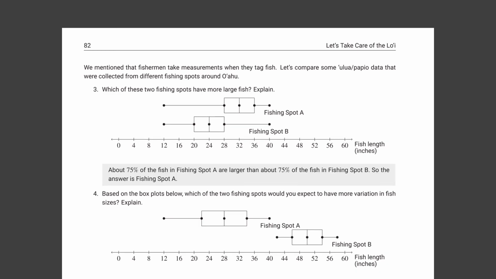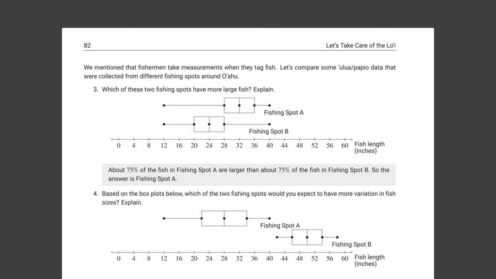Okie dokie, welcome back. Here we can see that the lower quartile of fishing spot A aligns with the upper quartile of fishing spot B. That means that 75% of the fish in fishing spot A are larger than 75% of the fish in fishing spot B. So clearly, fishing spot A has more larger fish than fishing spot B.